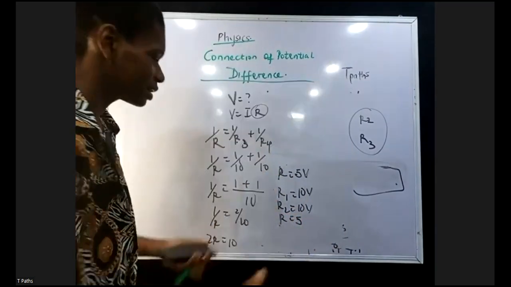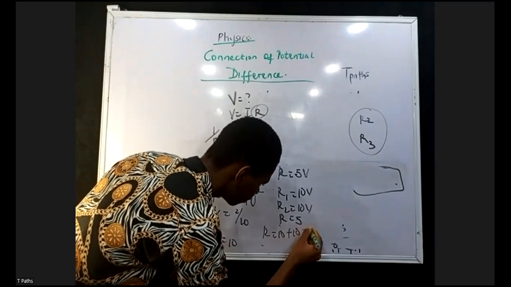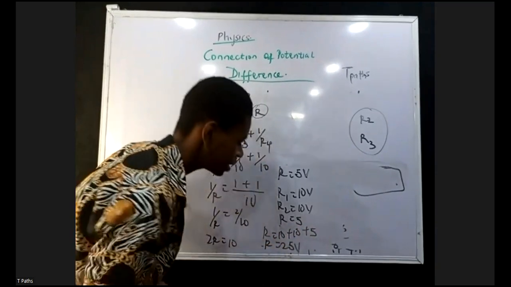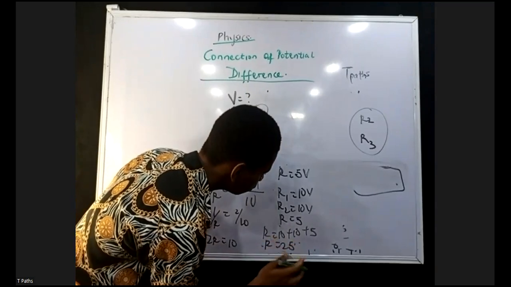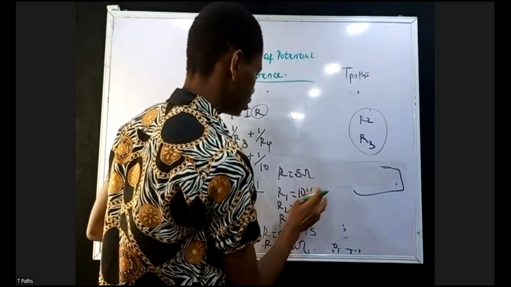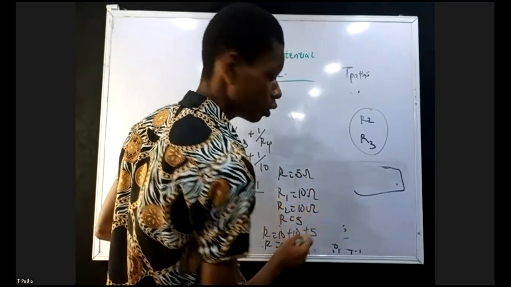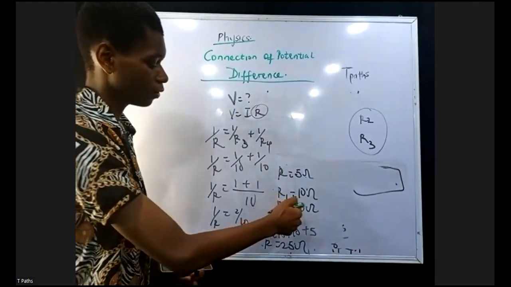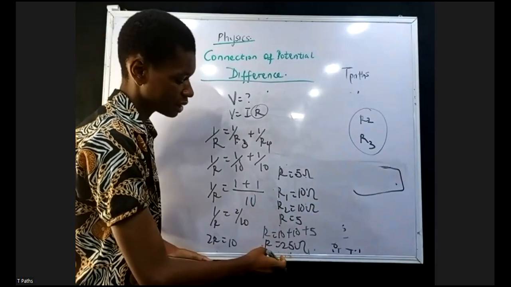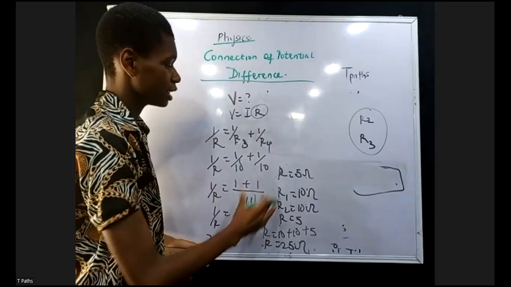So the net resistance of the circuit will be 10 plus 10 plus 5, which will give me 25. So the net resistance is 25 ohms. Sorry, I was writing volts. It should be ohms. My bad. The unit of resistance, sorry, is ohms. So my net or equivalent resistance is going to be 25 ohms. Now I found the net resistance of the circuit.